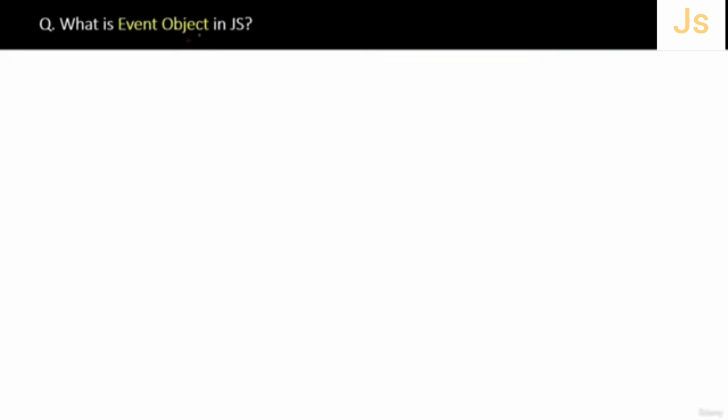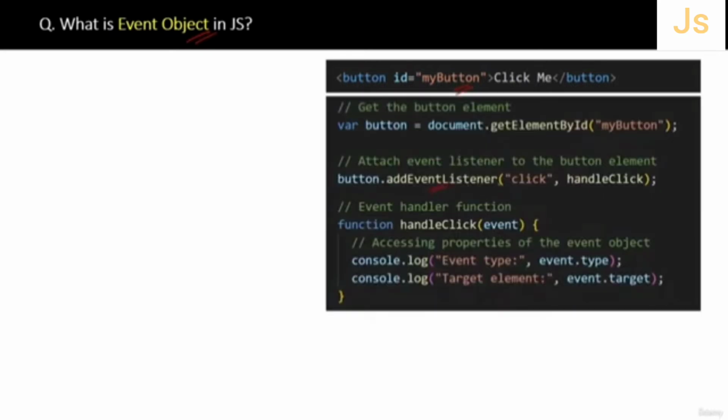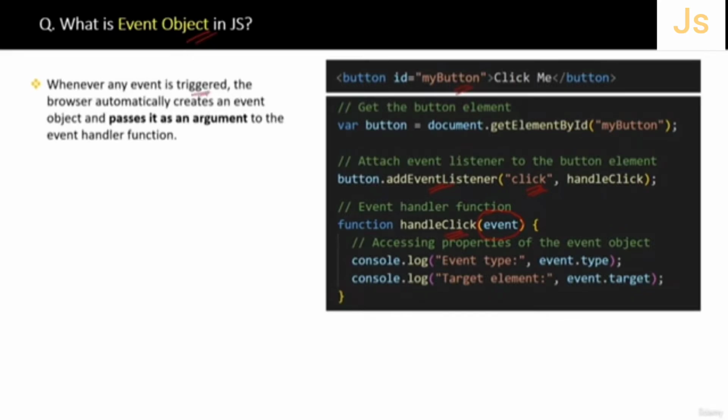What is an event object in JavaScript? Very good question. Suppose you have a button in your HTML and now you are getting the reference of that button and adding a click event to this button. Now listen carefully. Here in the handleClick function, you can see this event passed as a parameter. What is this event? And where did it come from? The answer is here. Whenever any event is triggered, the browser automatically creates an event object and passes it as an argument to this event handler function. If you need this event object, then you can put it here as a parameter. And if you do not need it, then do not put it here.